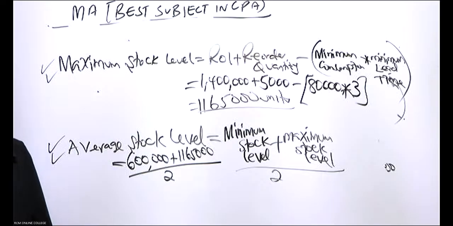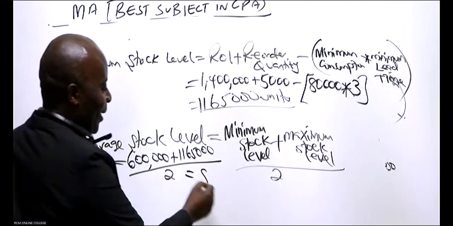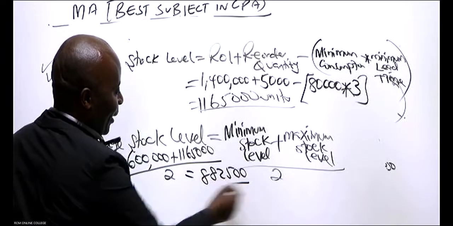So how many units are we getting? You take 600,000 plus that equals first. Whatever answer we get, we divide by 2. How much does it come to? 882,500. Thank you so much.